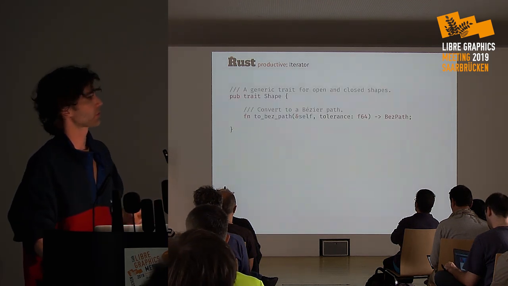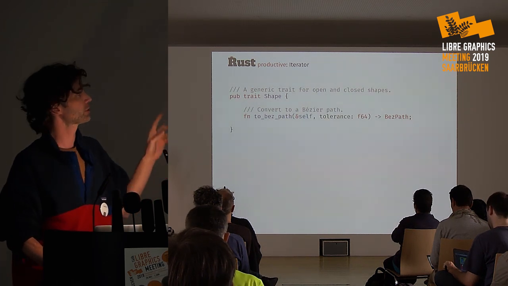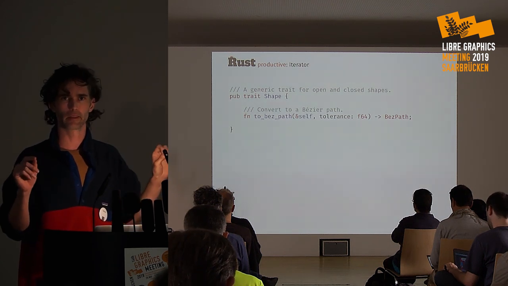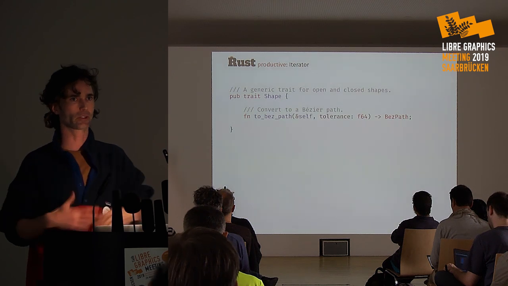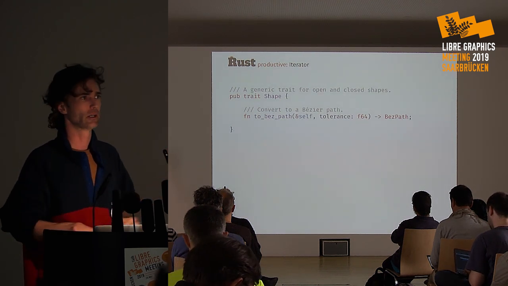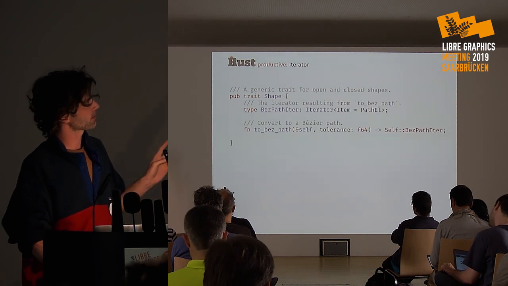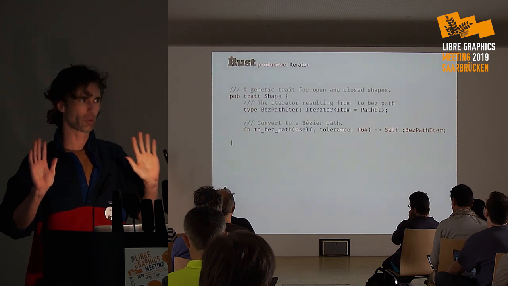I was a little deceptive earlier when I showed you this little part of shape. In what I showed you, it's returning a Bezier path, which you would assume is some object with a collection of elements, probably heap allocated, that you can move around. Actually, this code really looks like this. It's maybe a little hairy, but it's not so bad.